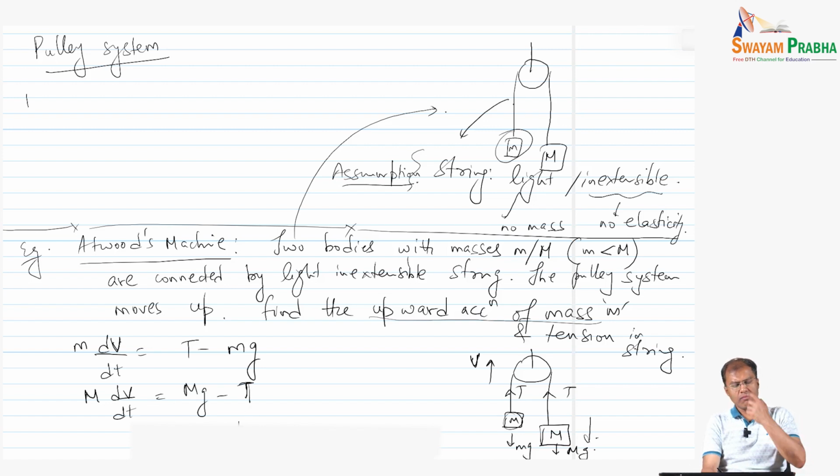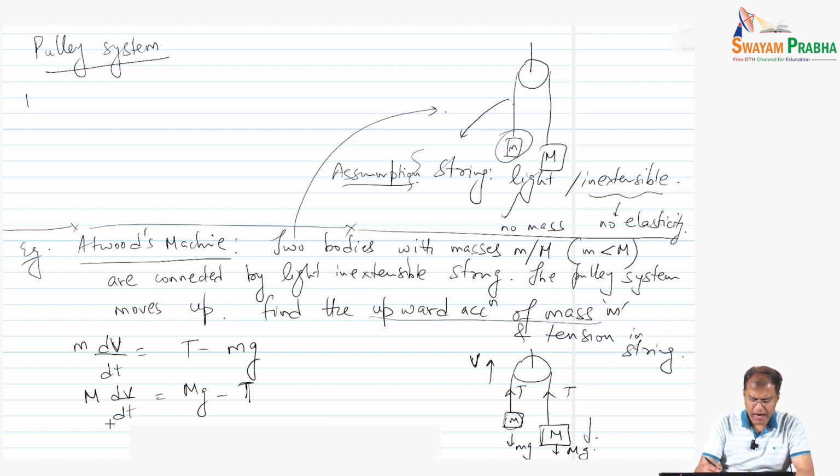Why the change in sign? Because we expect the larger mass to go down. Even if we don't know the direction, the physics is going to give us the direction, so we don't need to worry. But right now at least there is some intuition that the larger mass is going to fall down and the smaller mass is going to go up, right?